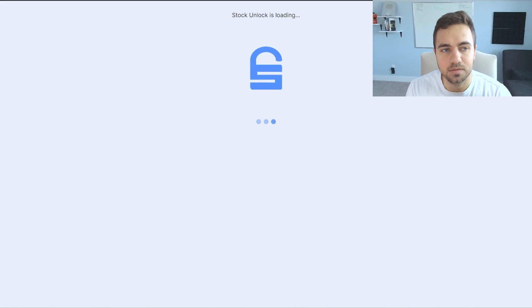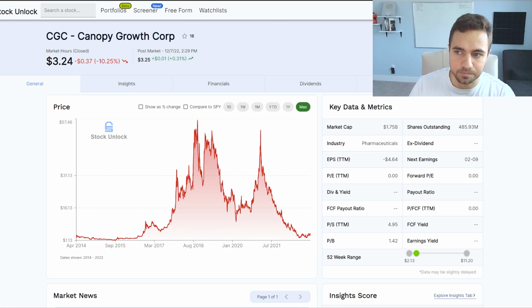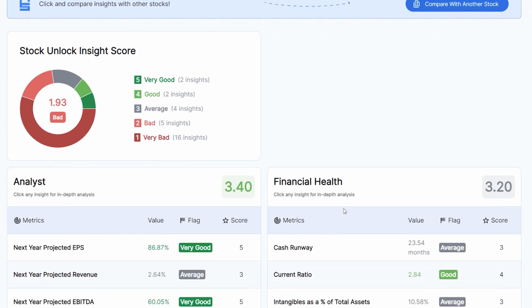Let's go and take a look at Canopy Growth's fundamentals here. Let's go and take a look at its Stock Unlock insights.